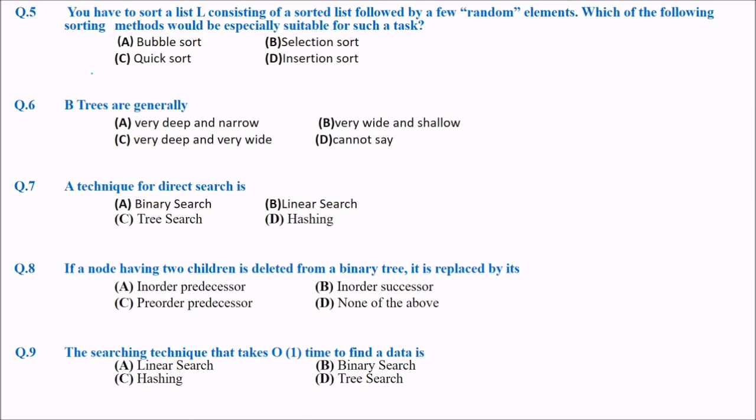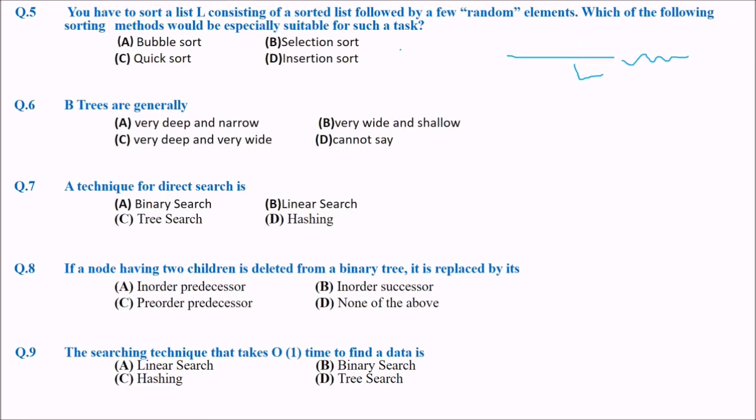The next question is, you have to sort a list L consisting of a sorted list followed by a few random elements. Let me tell you again. Sort means arrange in ascending order. Which of the following sorting methods would be specially suitable for such a task? These are the options for you.